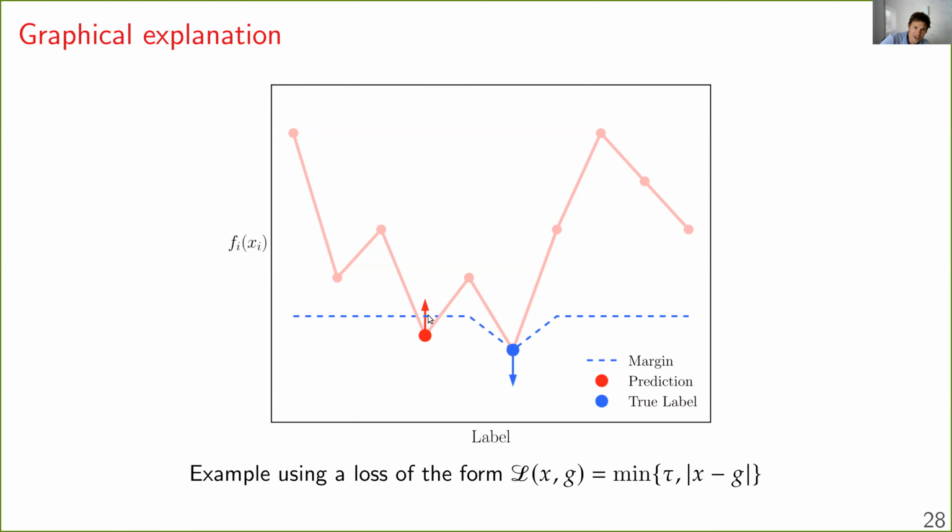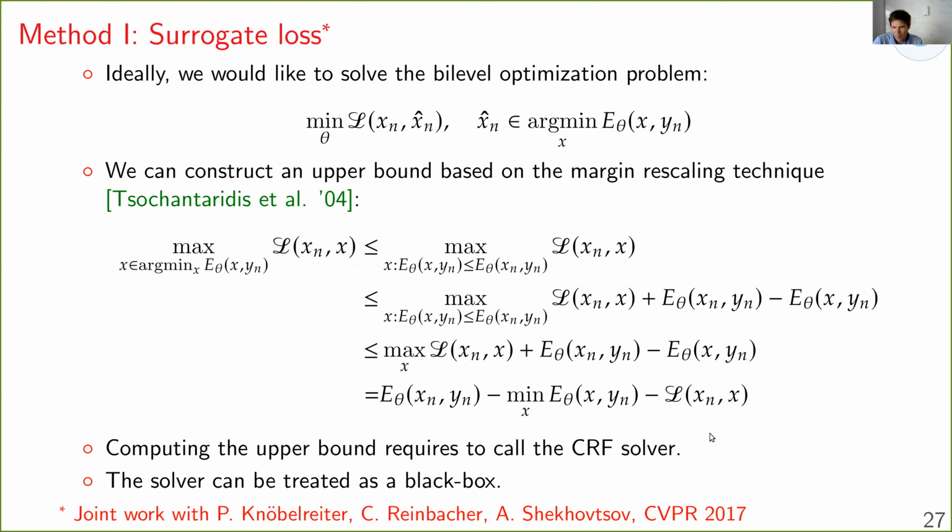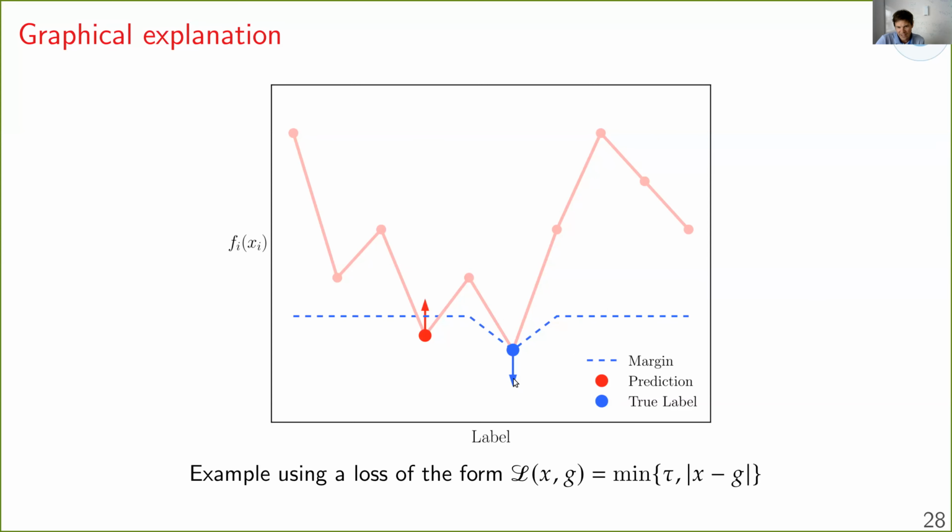And this difference here indicates that this prediction is below the margin. Therefore, when you take the derivative of this formulation, once you have identified X, you will get a gradient that pulls down the energy on the ground truth examples and pulls up the energy on this contrastive example. So it pulls down the energy here for the ground truth label and pulls up the energy for this contrastive example.